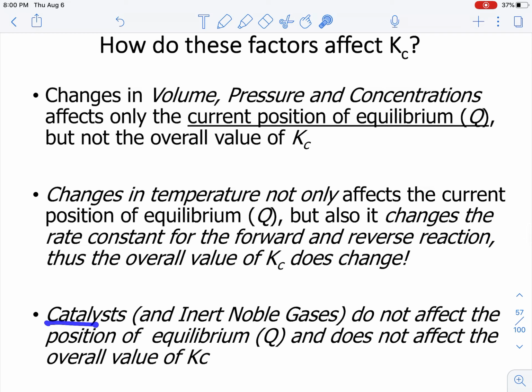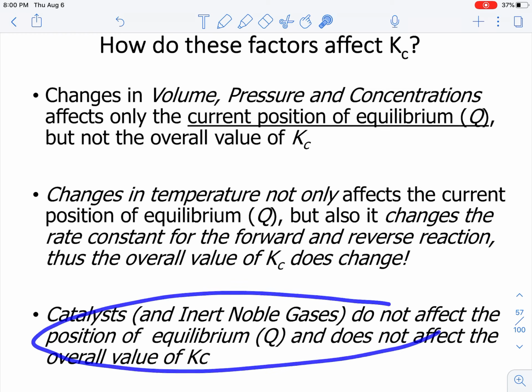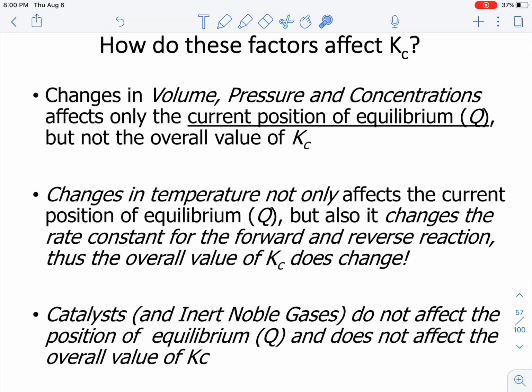For catalysts and inert gases, the addition or presence of them does not affect the position of Q, and it does not affect the overall value of Kc. So we have two extremes here between volume, pressure, concentration, and catalyst and inert noble gases. Right in the middle, we have changes in temperature.